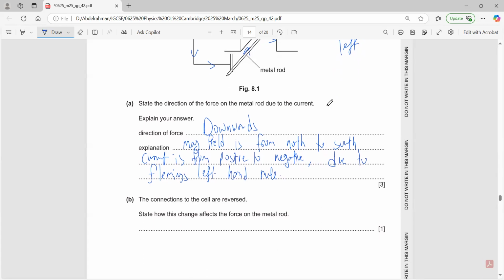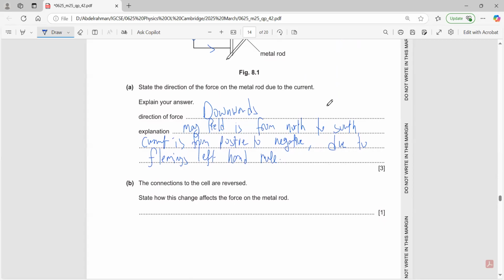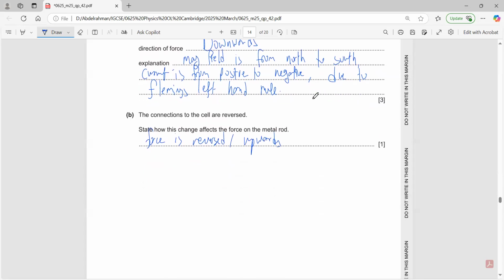The connections to the cell are reversed. State how this changes the effect, how this change affects the force on the metal rod. Definitely the force is reversed, or you can say it will be upwards.